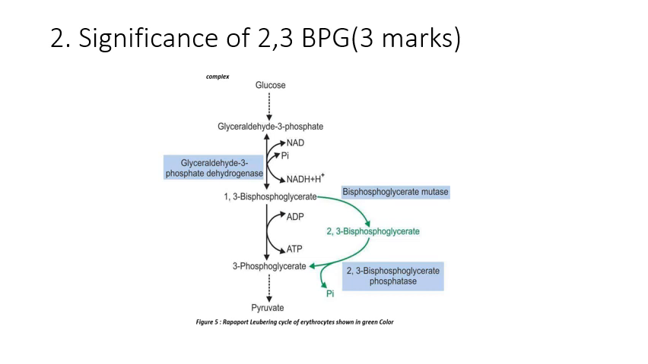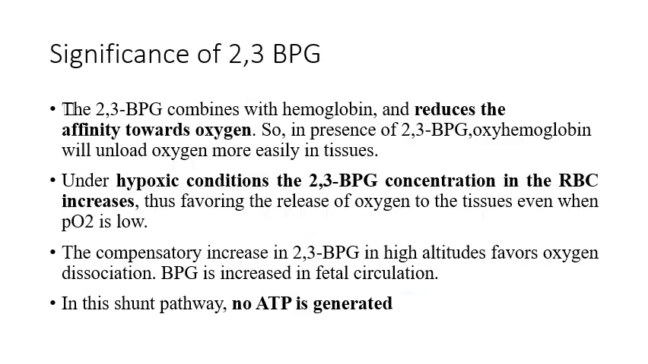Here in RBC, 1,3-bisphosphoglycerate undergoes a shunt pathway by bisphosphoglycerate mutase to form 2,3-bisphosphoglycerate. This 2,3-bisphosphoglycerate has some significance in RBC that I will explain. By removing phosphate with 2,3-bisphosphoglycerate phosphatase, it can again be converted into 3-phosphoglycerate. Now in RBC, what is the role of this 2,3-bisphosphoglycerate? We have to see.